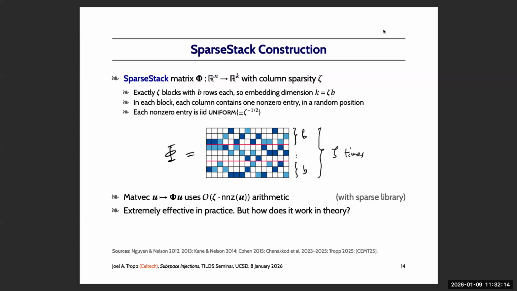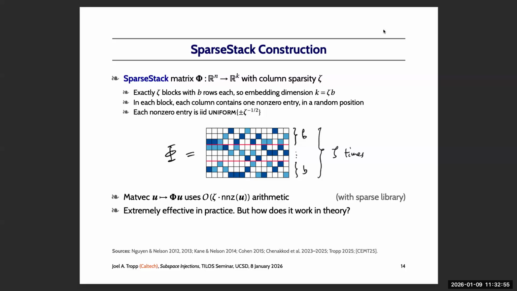So it's clear that this is a sparse matrix, and because of the way we've set it up, if we multiply a vector u into phi, the cost is the sparsity times the number of non-zeros in u arithmetic operations. So this is really cheap, even for dense vectors, and for sparse vectors, it's even cheaper. To achieve this in practice, you need a good sparse arithmetic library, which turns out to be harder to come by than you might hope. But that's a software engineering issue, which is outside of my ken.